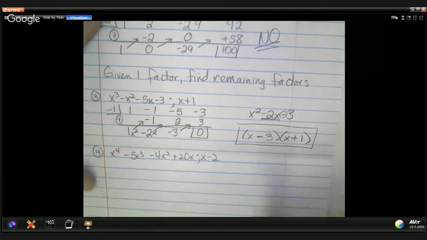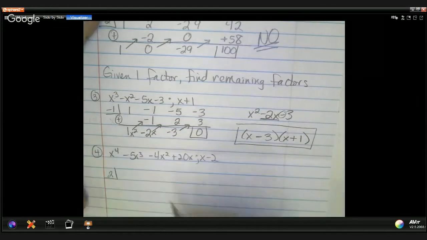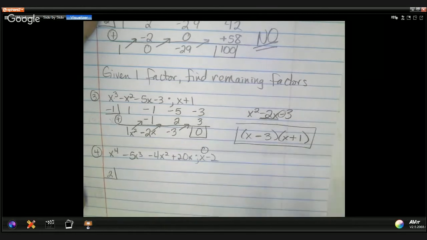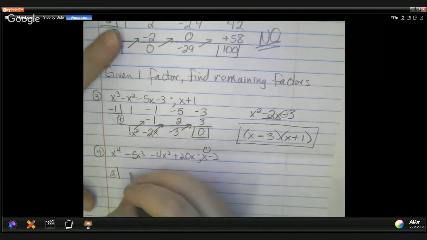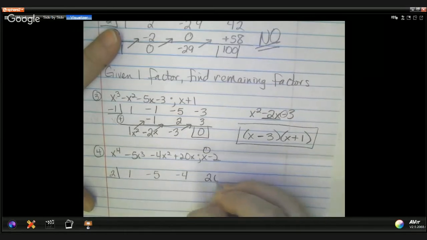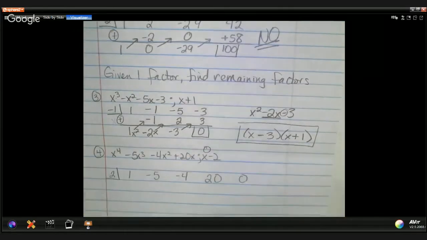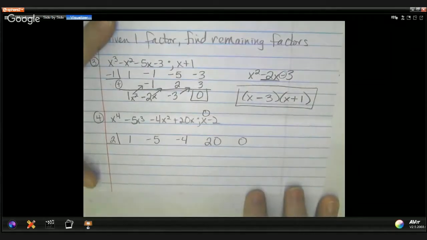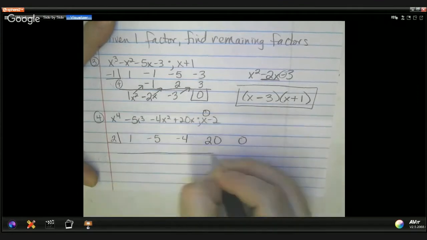For number 4, I should have put 2 in the box. It goes from 4 to 3 to 2 to 1, but there's no none, so I'm going to put a 0 there. And so it's going to be 1, -5, -4, 20, and 0. And now I'm going to use my synthetic form.